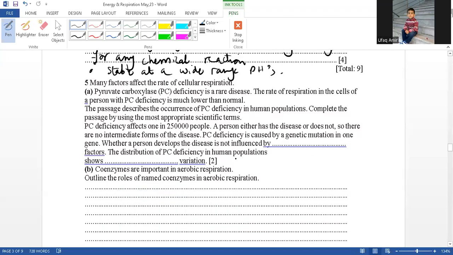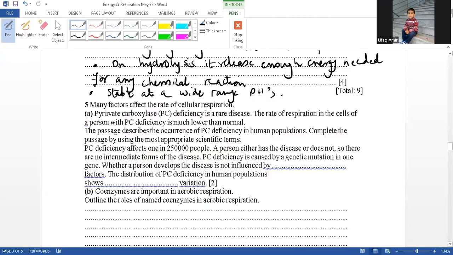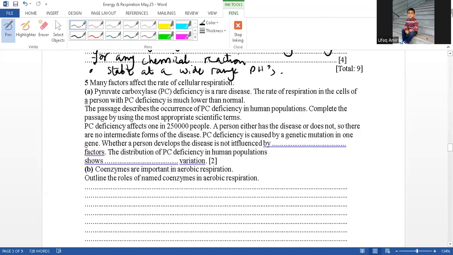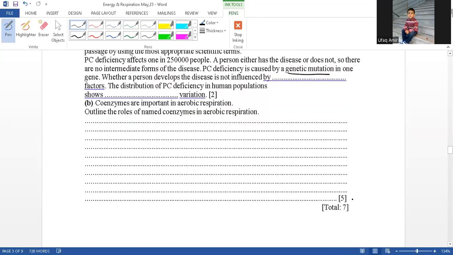Okay, now fifth question. Fifth question says that many factors affect the rate of cellular respiration. Pyruvate carboxylase deficiency is a rare disease seen in the human population, and that is from genetic mutation. So let's not discuss this first part. Let's discuss the second part of the question, that is from enzymes, and it's a long question of 5 marks.